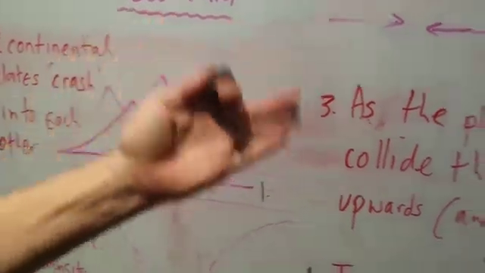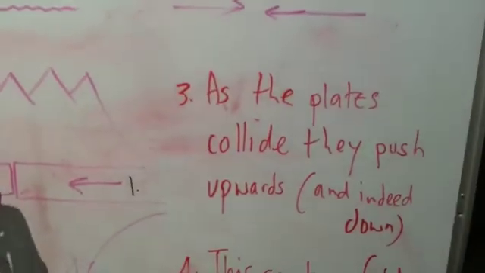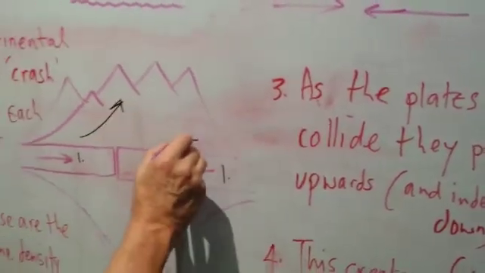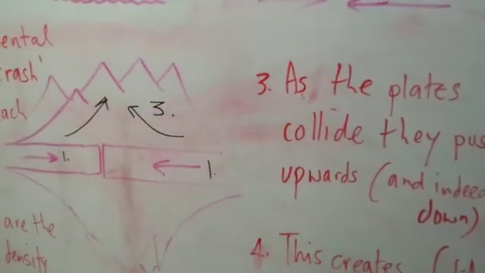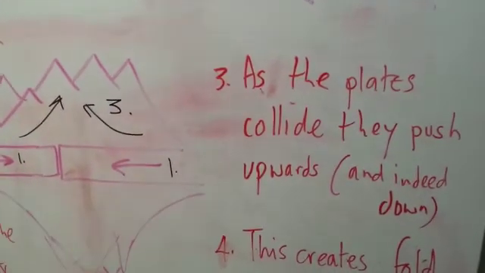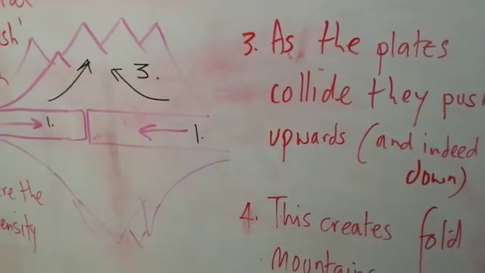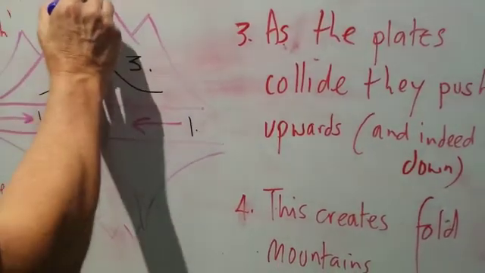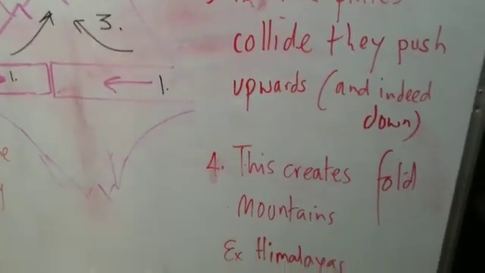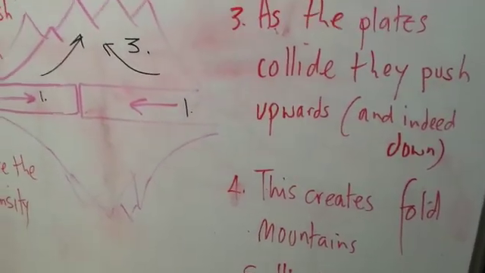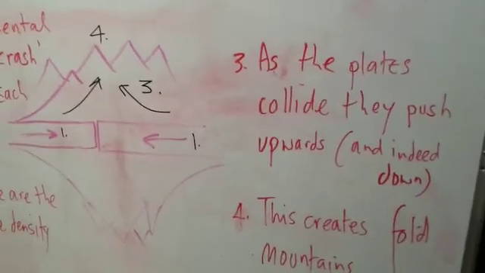As the plates collide, they begin to push upwards. So these arrows illustrate the actual pushing upwards. You could also have the arrows pushing downwards. And ultimately, this creates a series of mountains, and they're known as fold mountains. In fact, they're called young fold mountains because they're continuously forming.